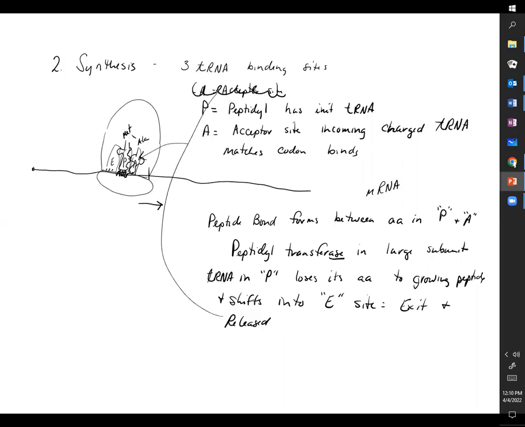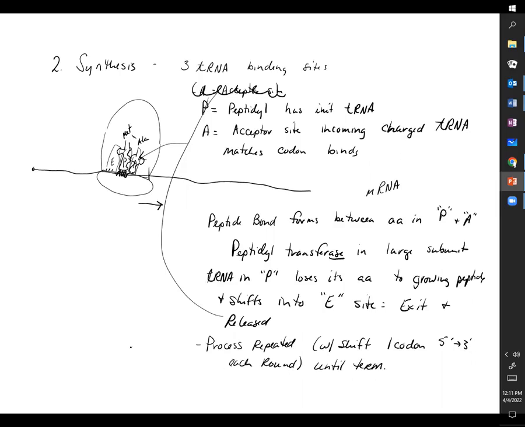So this process is going to continue. New amino acids are going to come into that A site. New bonds are going to form. It's going to shift by one codon. And so this process is repeated with a shift in one codon in a 5' to 3' direction each round. And it's repeated until termination.